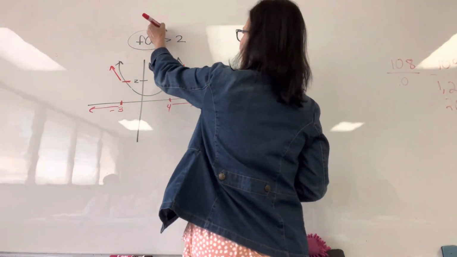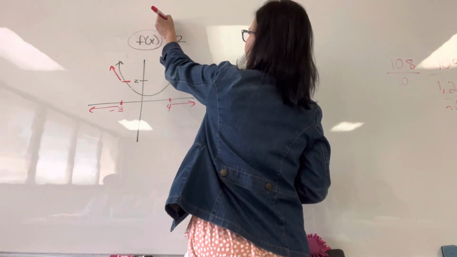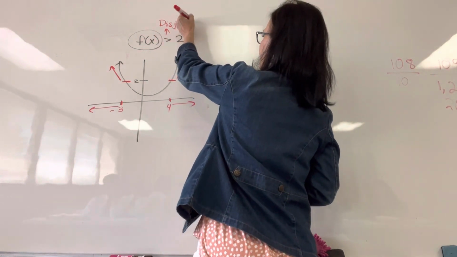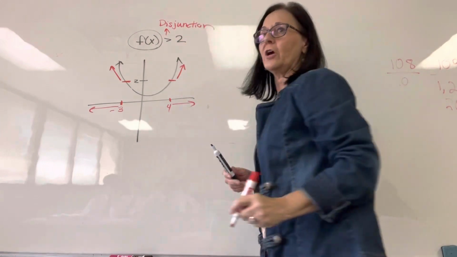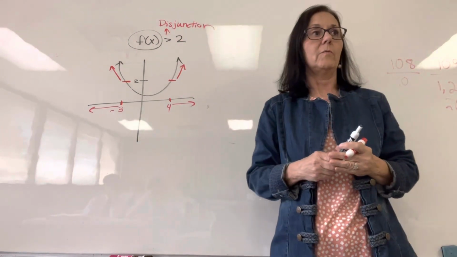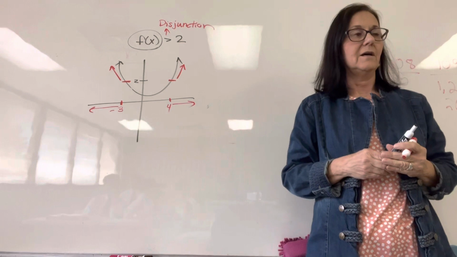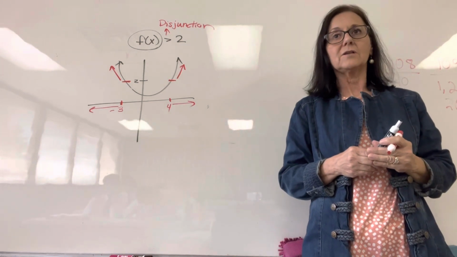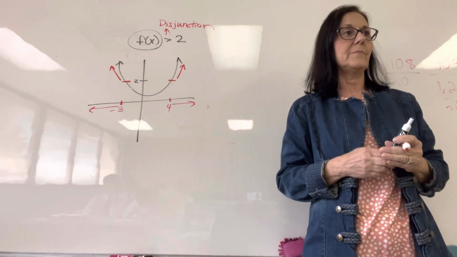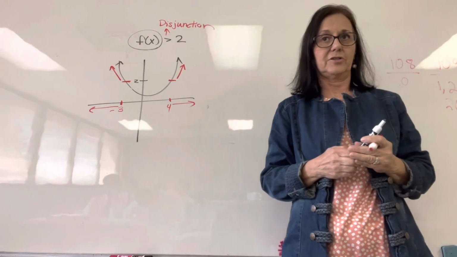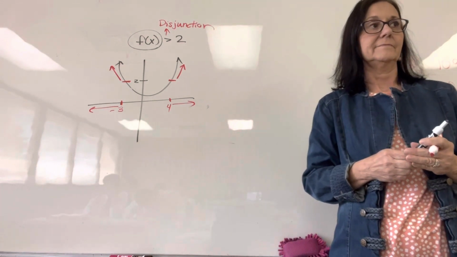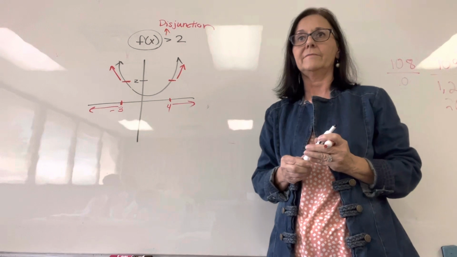So greater than is always going to be a disjunction when we have a quadratic. Always, always. Your greater thans are always going to be disjunctions. Got it?